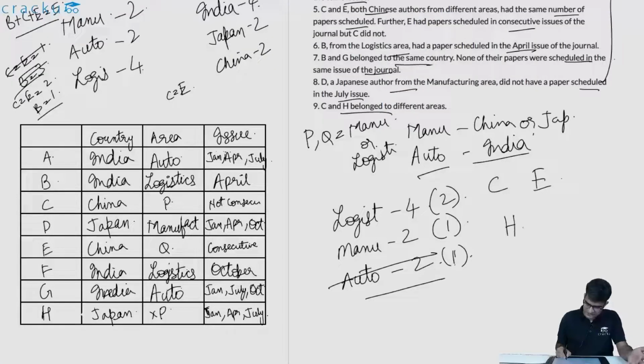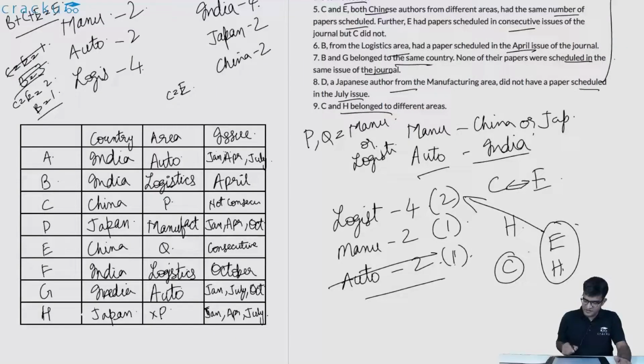We know that C and D belong to different areas. We are also told that C and H belong to different areas. So C is from one area, E and H will be from the other area. This would imply that E and H are from logistics and C is from manufacturing. Let us try to put this over here. So C is from manufacturing and E and H are from logistics.